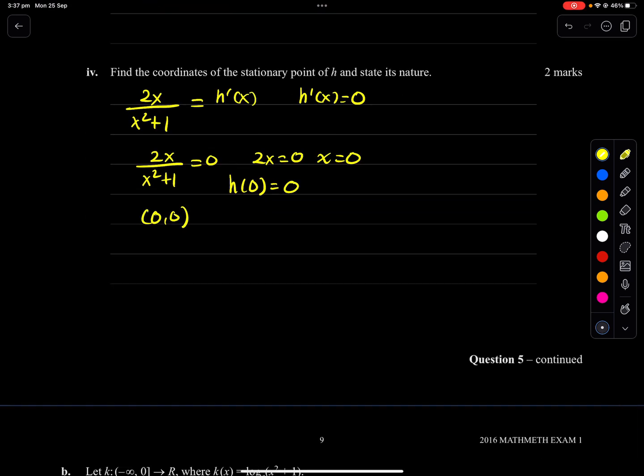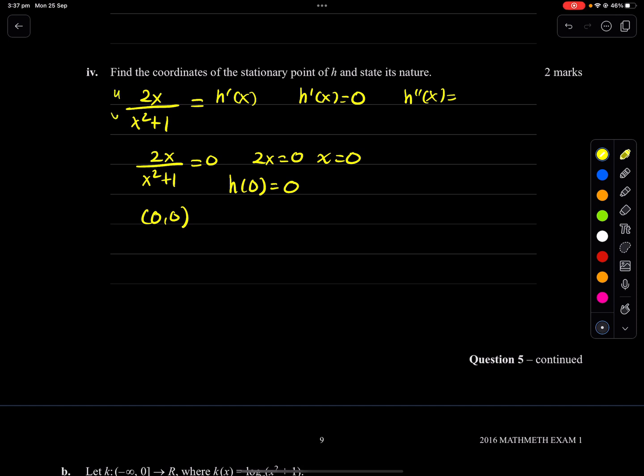What about its nature? There's many ways you can find its nature, and let me tell you a quick way that I use: using the double derivative. It's a quick way. For example, we already calculated h dash of x. What if we calculate h dash dash of x? Now we're just going to have to use what we call the quotient rule. So let's use the quotient rule quickly.